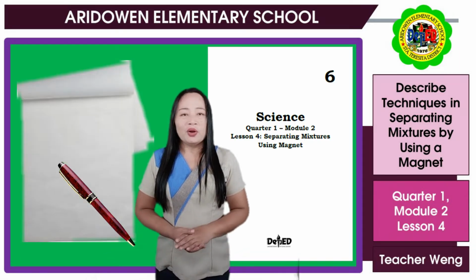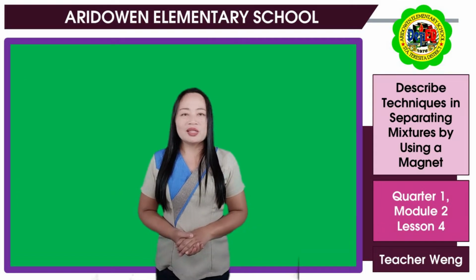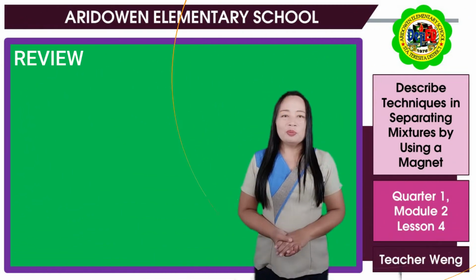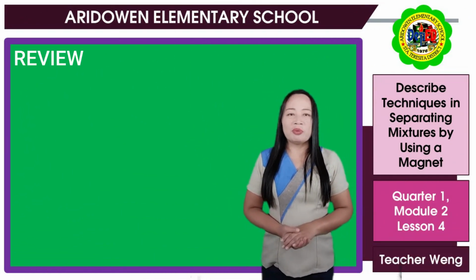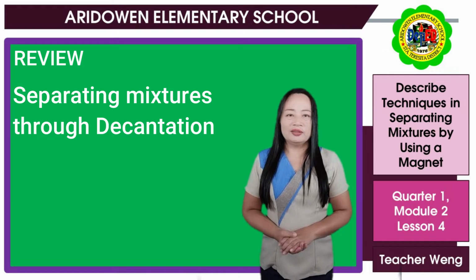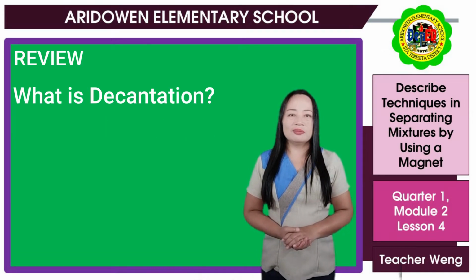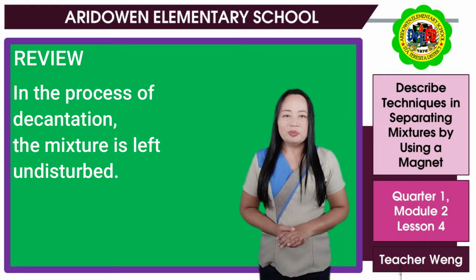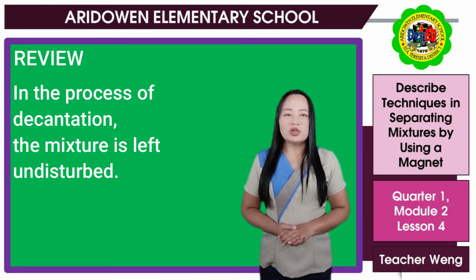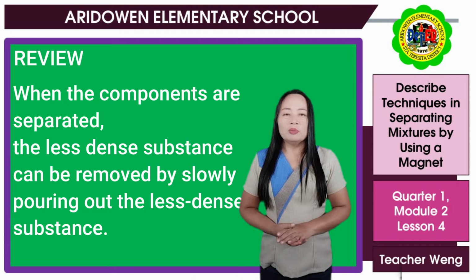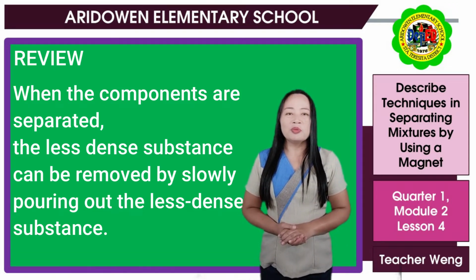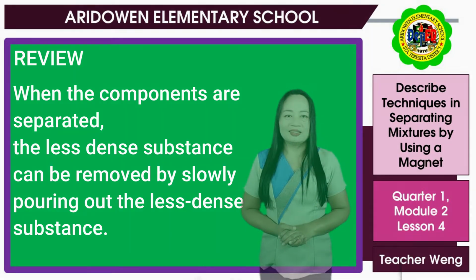For today, we are going to talk about separating mixtures using a magnet here in our science class. In our previous lesson, you have learned about separating mixtures through decantation. As a review, what is decantation? Decantation is a technique used in separating a less dense substance from a dense one. In the process of decantation, the mixture is left undisturbed. When the components are separated, the less dense substance can be removed by slowly pouring it out.